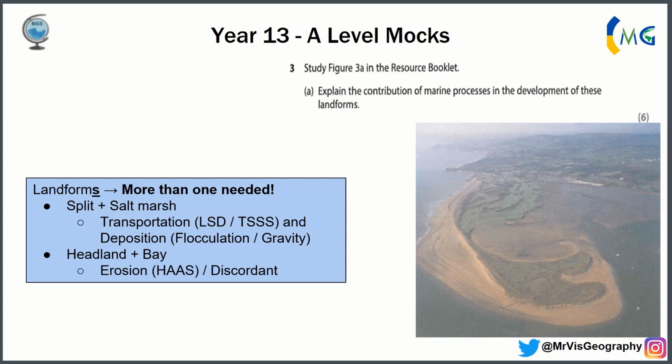If you talk about headlands and bays, obviously there you need to talk to me about the different types of erosion: hydraulic action, attrition, abrasion, solution, and you need to talk about discordant coastlines, which are perpendicular to the sea. That's kind of what you have to explain. In order to get your AO1 is your black bullet point, your AO2 is your white bullet point. If you talked about 2 landforms and explained the process for each, you would have had your 6 marks.